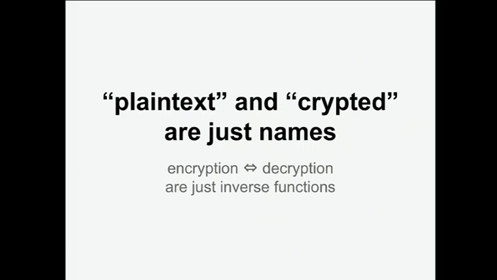So, an important fact is that plain and encrypted are just names. There is not one function that says, hey, that's English, let's encrypt it, and another that says, oh, that looks random, let's put it back to English. They are just inverse functions, bijections, both of them, encryption and decryption.